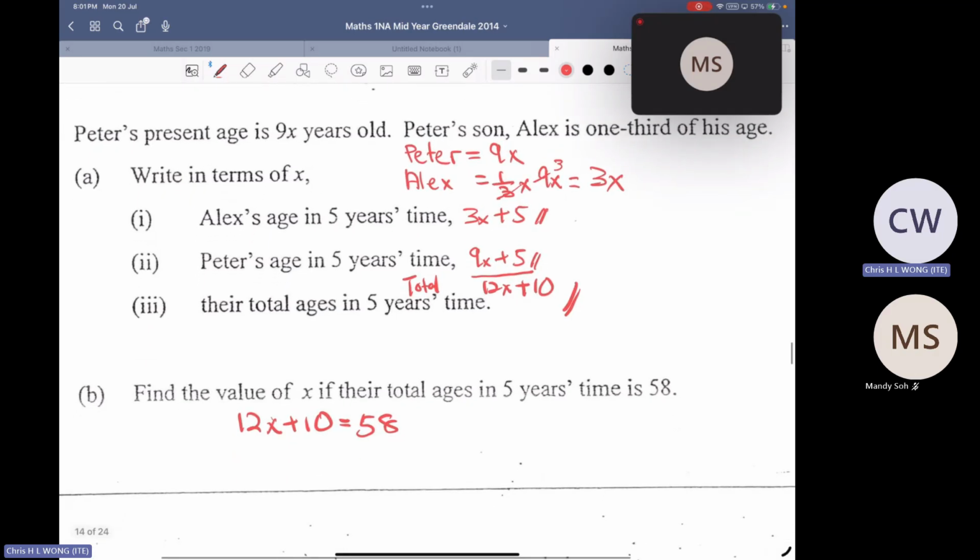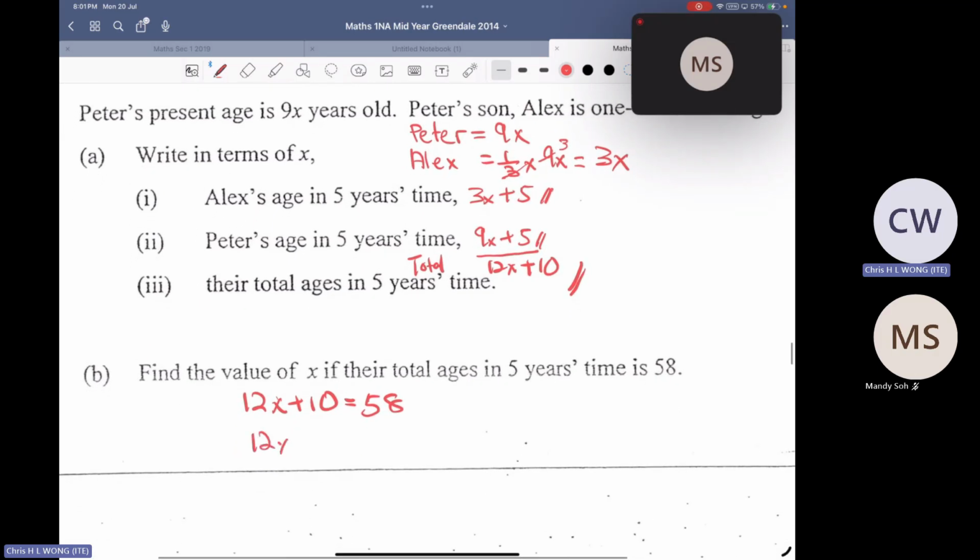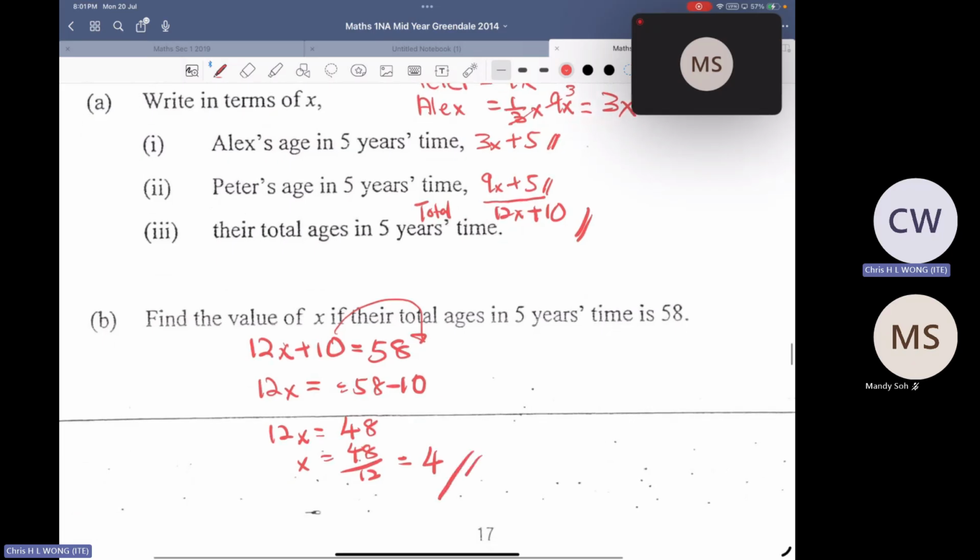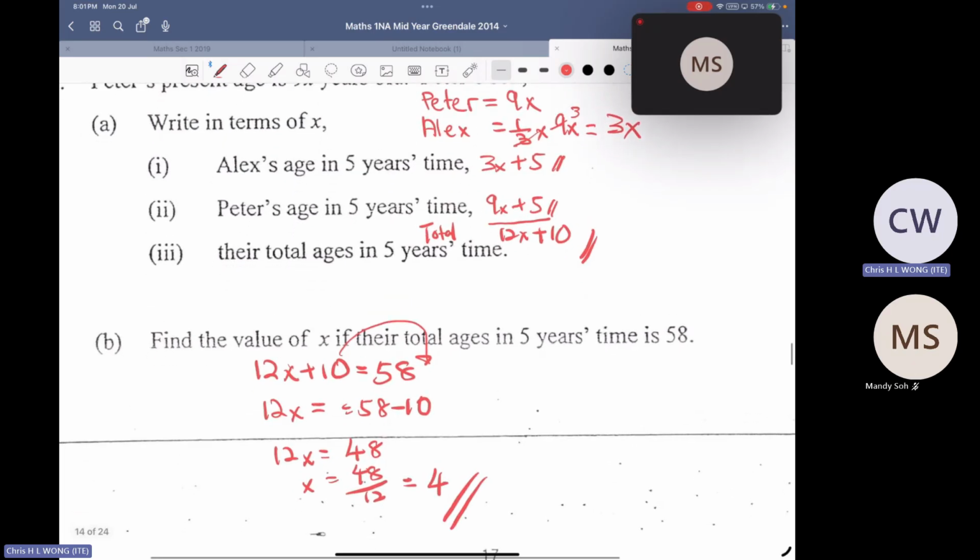So you have 12x. Bring 10 over, give you 58 minus 10 equals to 12x, 48. x equals to 48 divided by 12. Answer? 4, right? Yeah. x equals to 4. Answer. Yeah. Is it easy?